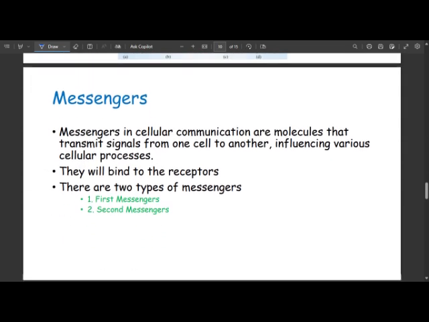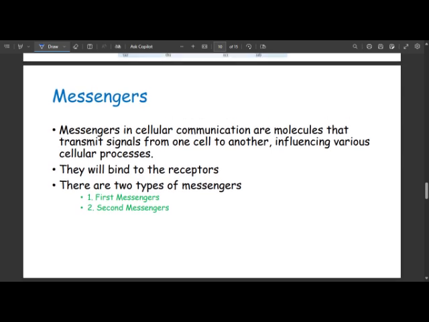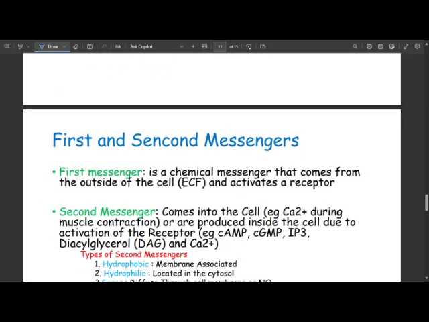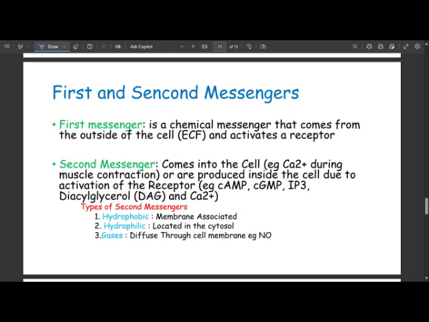Then, when it comes to messengers themselves, messengers in cellular communication are the molecules that transmit signals. They're the ones we use to transmit signals from one cell to another, influencing various cellular processes. Okay, they will bind to the receptors that we talked about, and there are two types of messengers mainly. We have a first messenger and a second messenger. What is the difference between the two? The first messenger is a chemical messenger that comes from outside of the cell, the ECF, and activates a receptor. Most of the receptors for the first messengers are on the cell membrane.